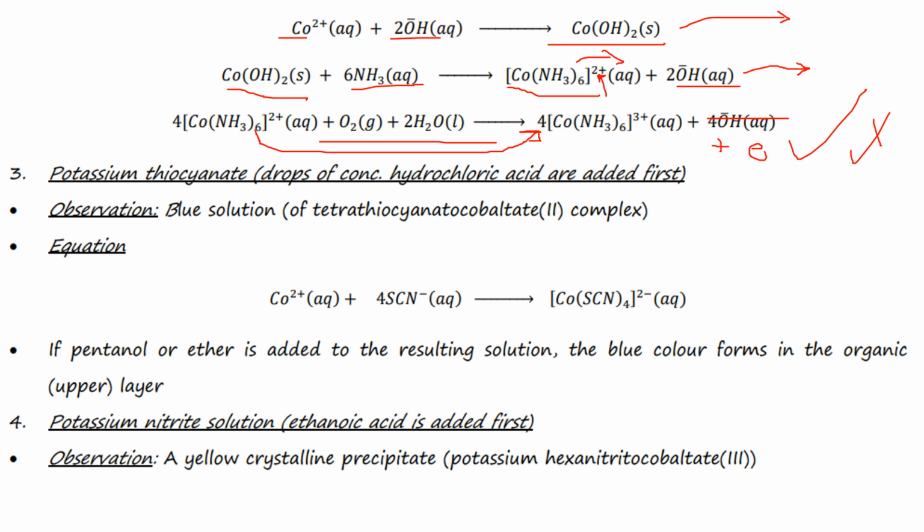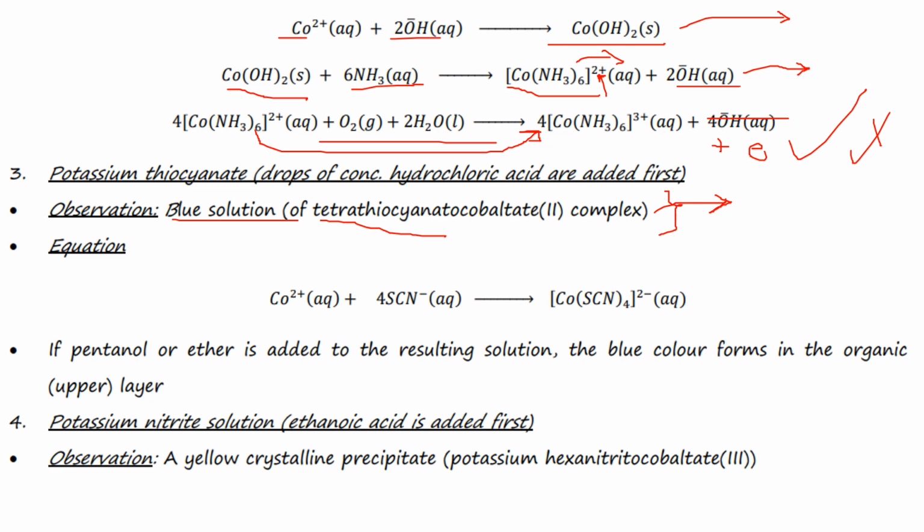Whenever you're adding potassium thiocyanate to a solution containing cobalt ions, we add drops of concentrated hydrochloric acid first for this reagent to act properly. So the observation that you're going to see is a blue solution, and whenever you're forming a blue solution, that means you have a cobalt complex which is non-hydrated. That complex is called the tetrathiocyanato cobaltate 2 complex. And I told you how to name complexes, so make sure that you are very good in that field.